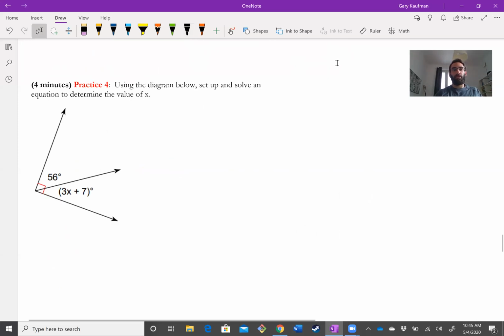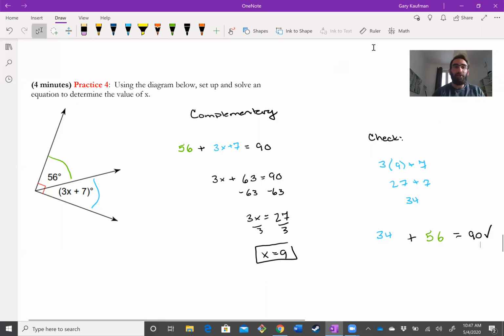Practice 4. Go ahead. Here's the answer to practice 4. I realized they were complementary, so I set them equal to 90. I solved for x, and I again made sure I checked. Notice I color-coded even the check, so I saw that the blue angle was 34 degrees. Adding that to the green 56 degrees, I got 90 degrees, which is what our goal was.